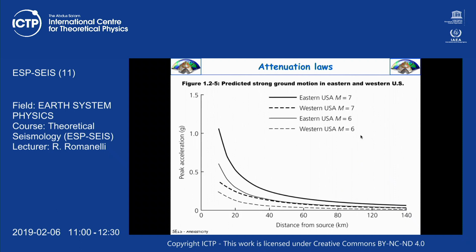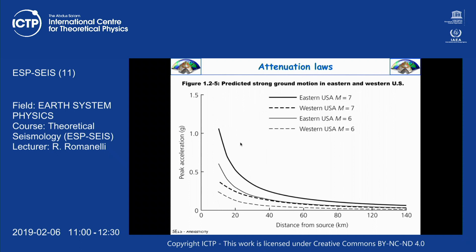Now, that's a plot of peak acceleration given a source with distance. Now we know that going on with distance, on average, we have a decay, geometrical spreading, and anelasticity. So that's why what were called attenuation laws, actually attenuation relationships, there is no law.